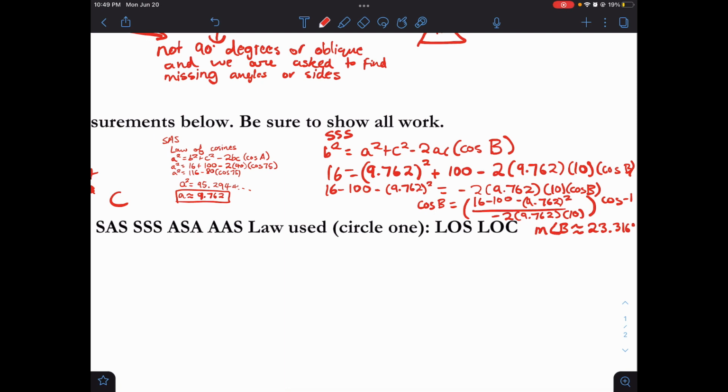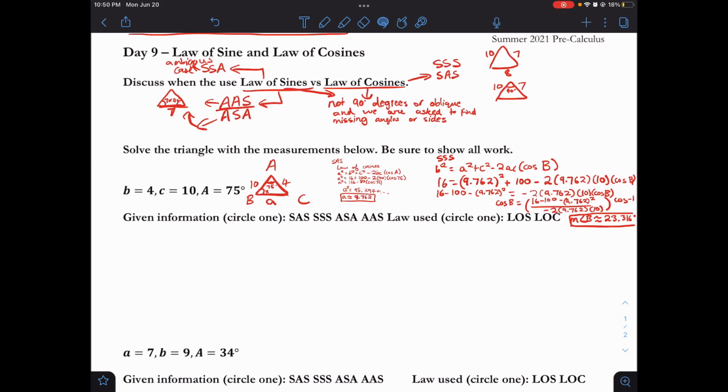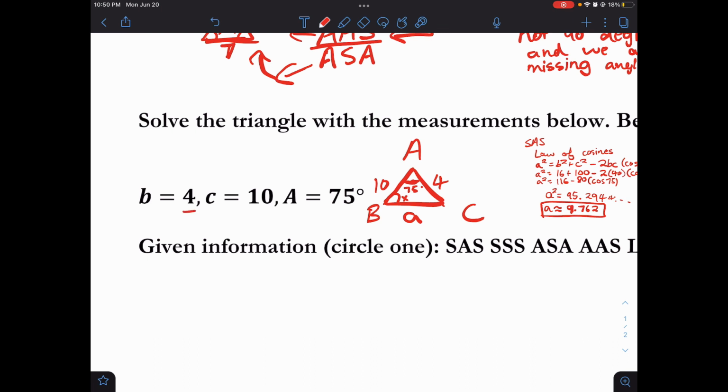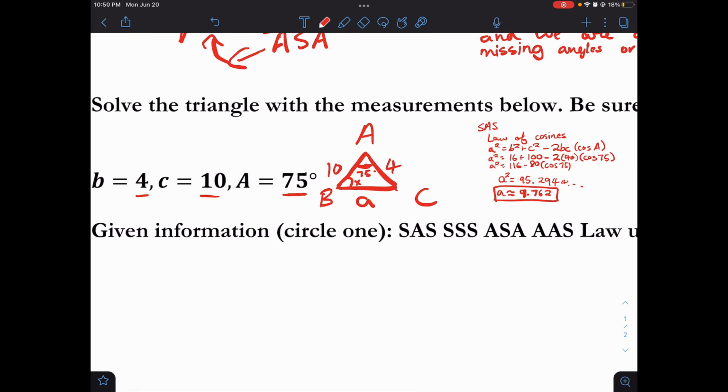And now that we have both of our answers right here, we have the measure of angle B and the side length of A, so let me just leave it like that, right? Now we have one value, we have two values, we have three values, and then we found the fourth and fifth value. Now if you have to find the sixth value.